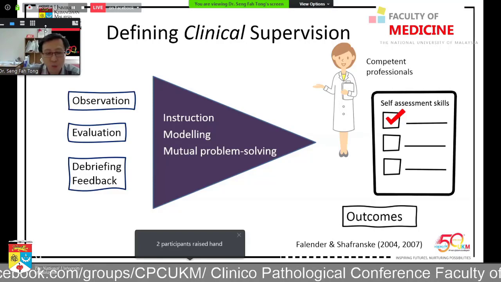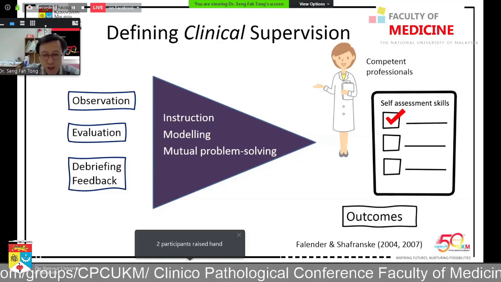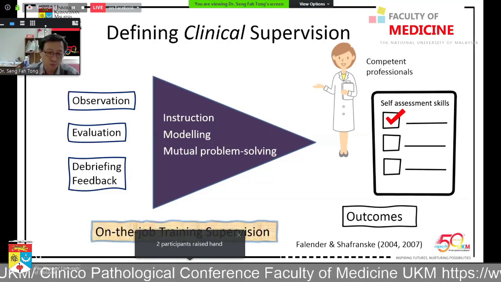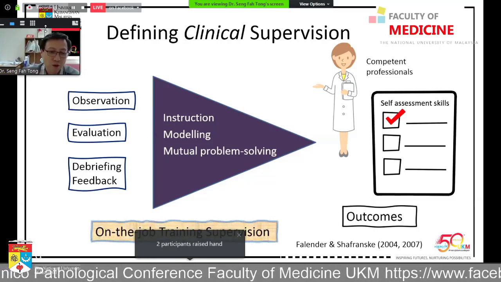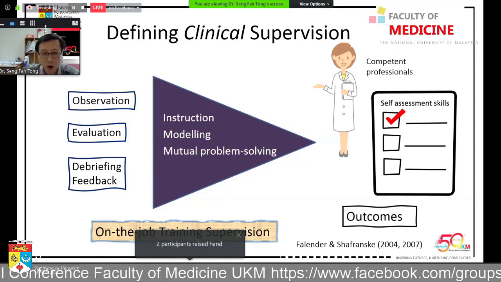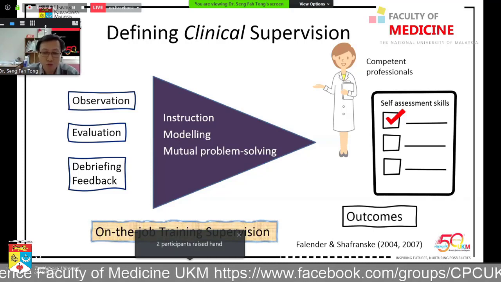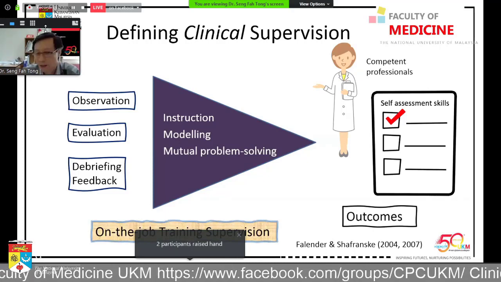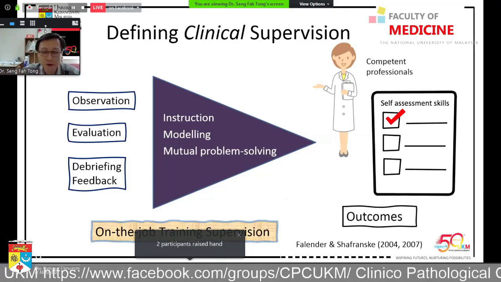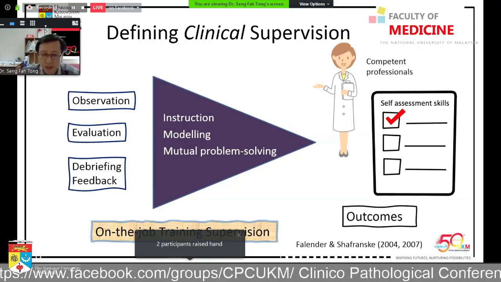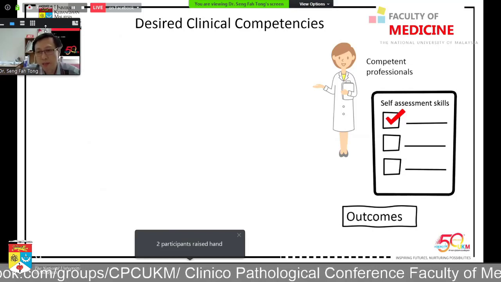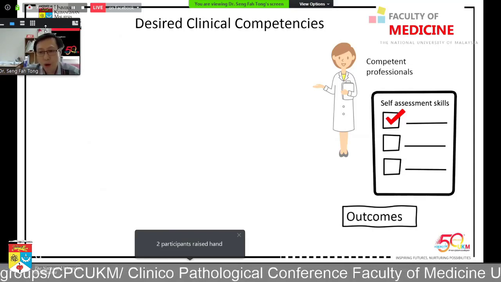If you notice, we have moved on from clinical reasoning to simulation. Now it's towards more hands-on, so a focus more on on-the-job training supervision. You can imagine when we talk about on-the-job training, it is often about postgraduate or even final year students, closer to a ready-to-practice situation. So how we define clinical supervision is slightly different from academic supervision, which we can discuss later in Q&A.